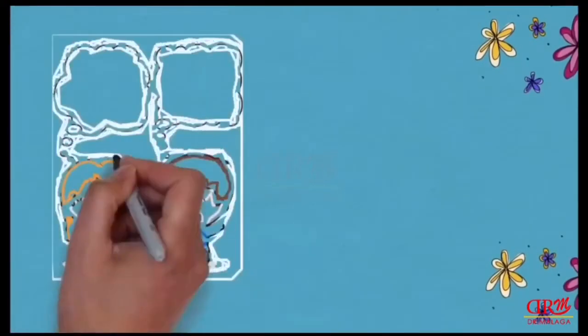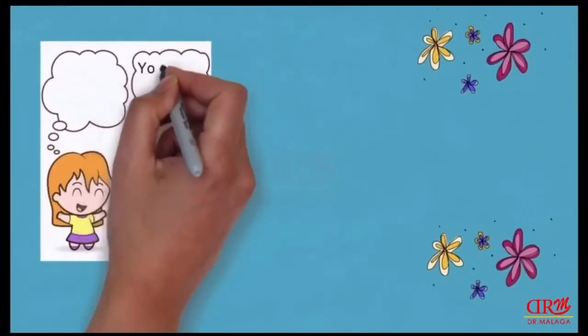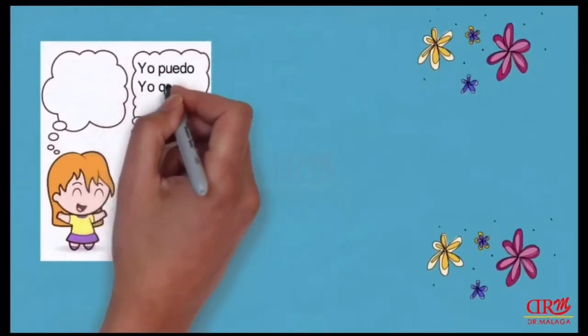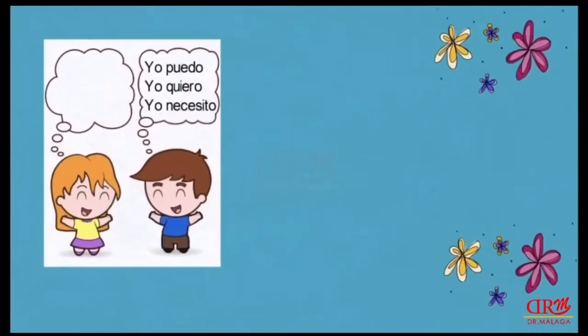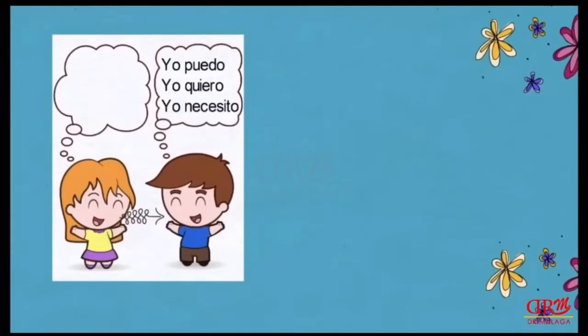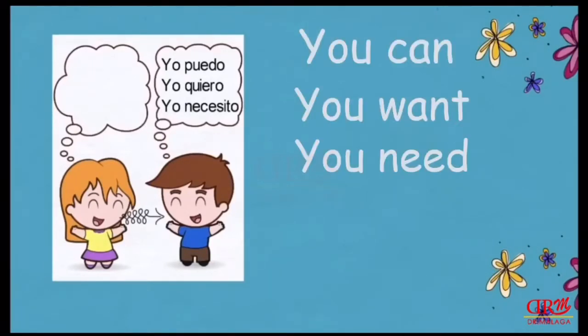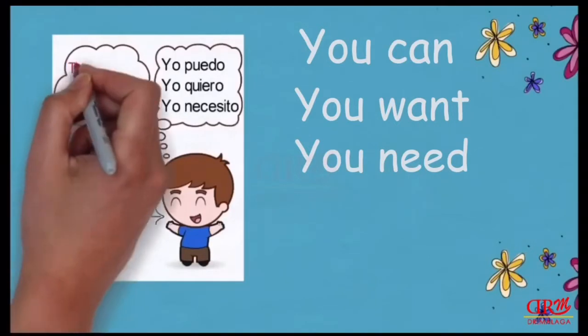As you remember, we've talked about the 3 magic verbs and how I can use them. Okay, but let's say we have this boy. This boy, he will say yo puedo, yo quiero, yo necesito. But if this girl wants to talk to this smart boy and tell him you can, you want, you need, how can she tell him in Spanish?